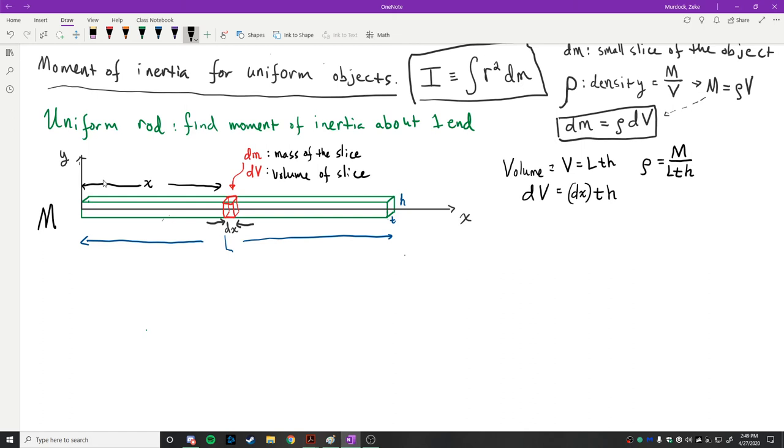So now I'm ready to actually use this equation. That dm, the mass of my slice, must be equal to the density times the volume of my slice. Hopefully that makes some logical sense to you. The mass of the slice is equal to its density times its volume. That's all I'm saying, right?